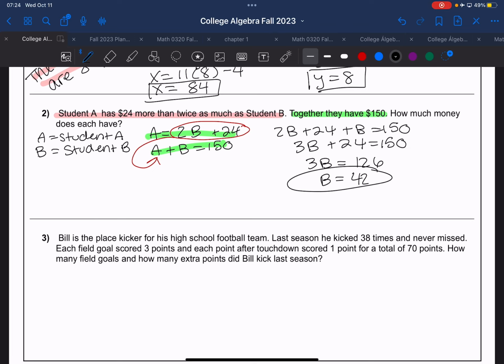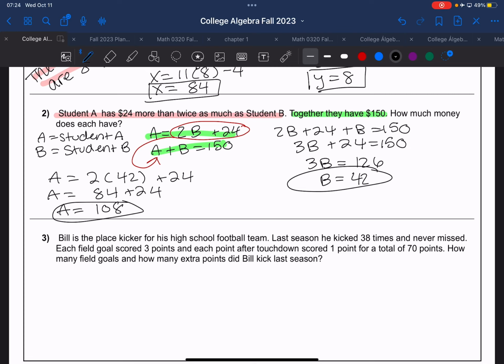We could choose either one, okay? So if you choose the top, it'll be the same as if you choose the bottom. So let's choose the top. So A is equal to 2 times 42, because that's what we found for B, plus 24. Okay? What's 2 times 42? 84 plus 24. So that means A is what? 108. Okay? So it says how much money does each student have?